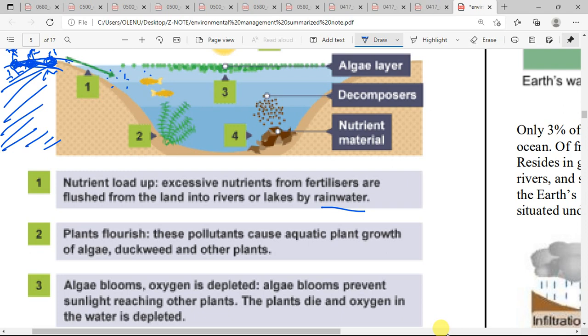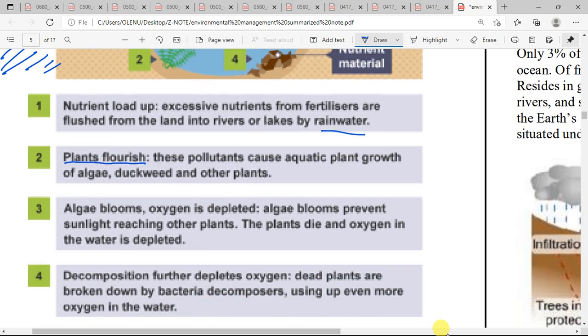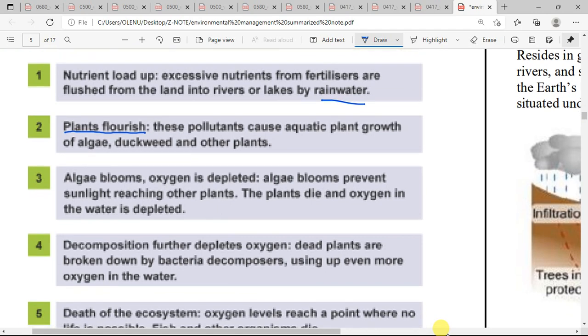Now, once that is done, enough nutrients are there. So the nutrients will help the plants to flourish. And this pollutant causes aquatic plants like algae and duckweed and others to grow very fast. Now that will lead to algae bloom, and as a result, oxygen is depleted. Algae bloom prevents sunlight from reaching other plants. The plants die, and oxygen in the water is reduced.